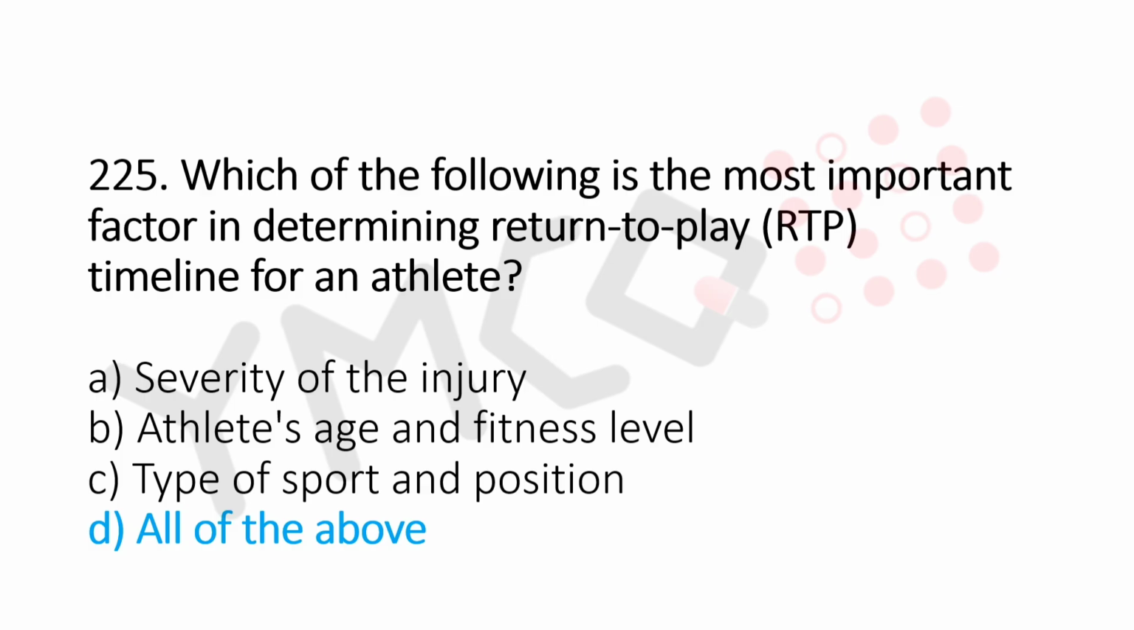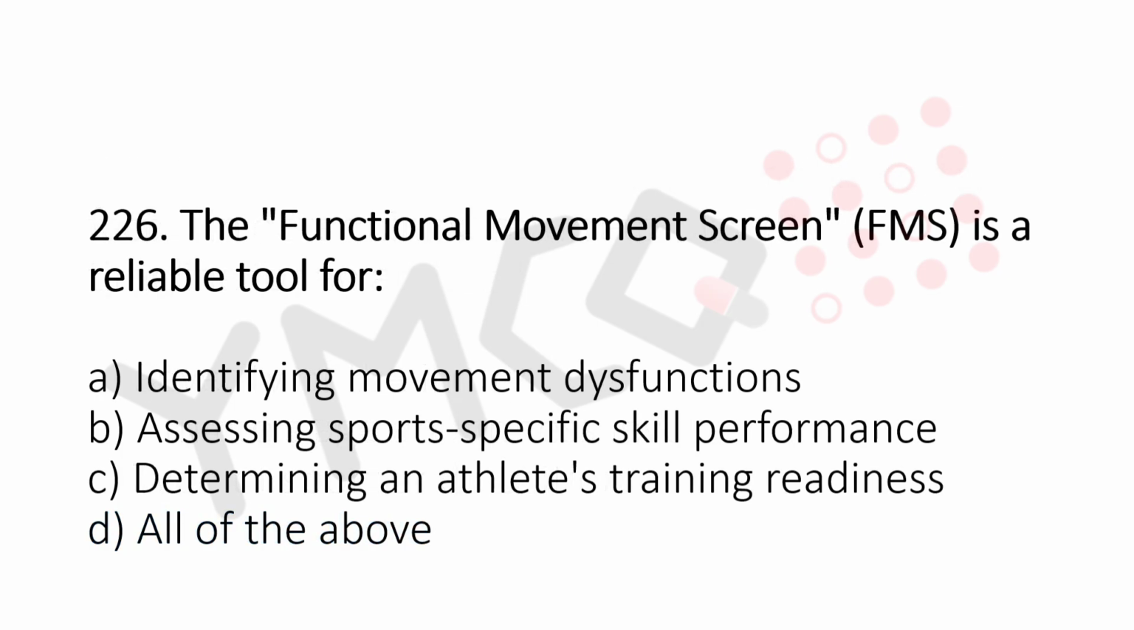Now let's move to question number 226. The functional movement screen is a reliable tool for option A, identifying movement dysfunction. Option B, assessing sports-specific skill performance. Option C, determining an athlete's training readiness. Option D, all of the above. And the answer is option D, all of the above.